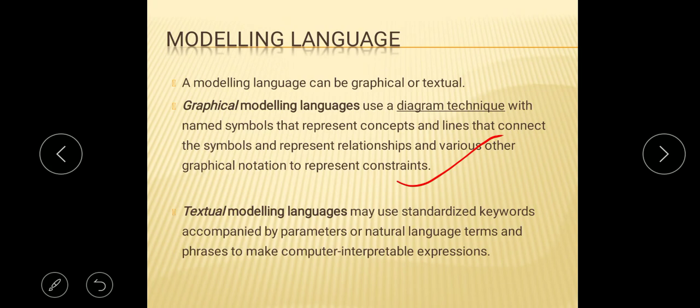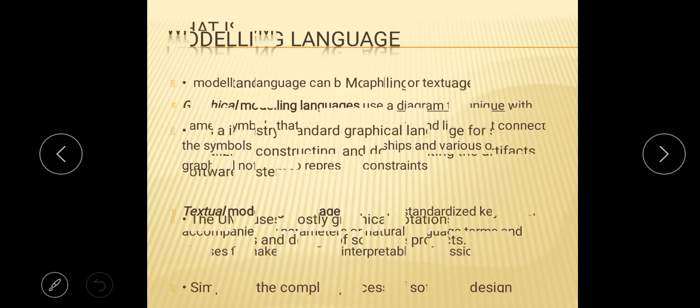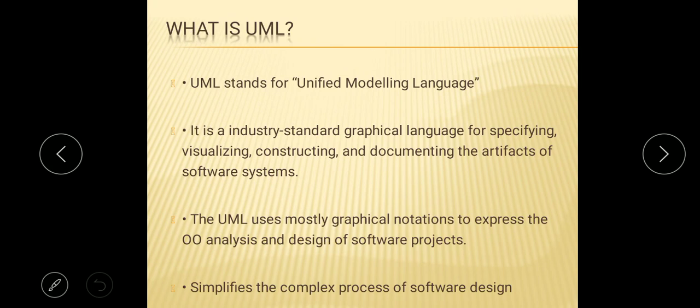UML diagrams represent two different views of a system model: static or structural view and dynamic or behavioral view. We'll go for a detailed discussion regarding this later. Now, let us discuss what is UML. As we know, UML stands for Unified Modeling Language.